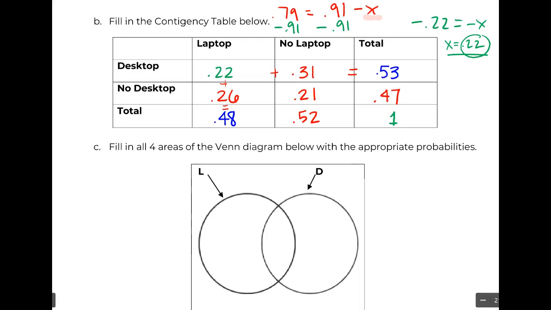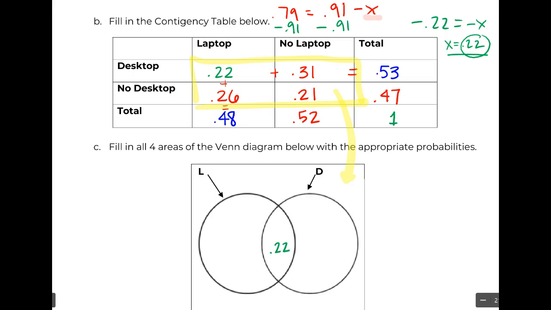Okay, the next thing asks you to fill in this Venn diagram. So remember, the Venn diagram is going to take the 4 ands of the contingency table and convert them into the 4 parts of the Venn diagram. All right, so again, 0.22, this is laptop and desktop, right? We're in the L circle, we're in the D circle.